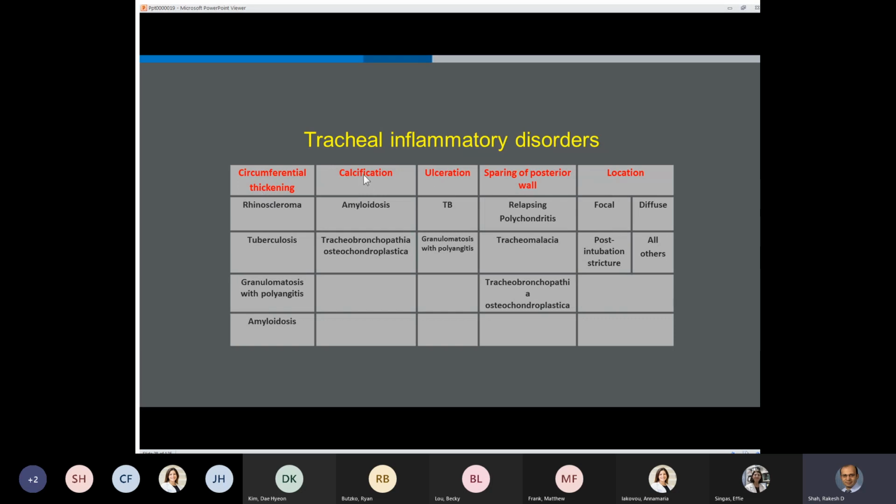Calcifications and ulcerations may give you a clue. Usually amyloid may have calcifications with them. And if there's ulcerations, you may want to think about either an infection or granulomatosis with polyangiitis.